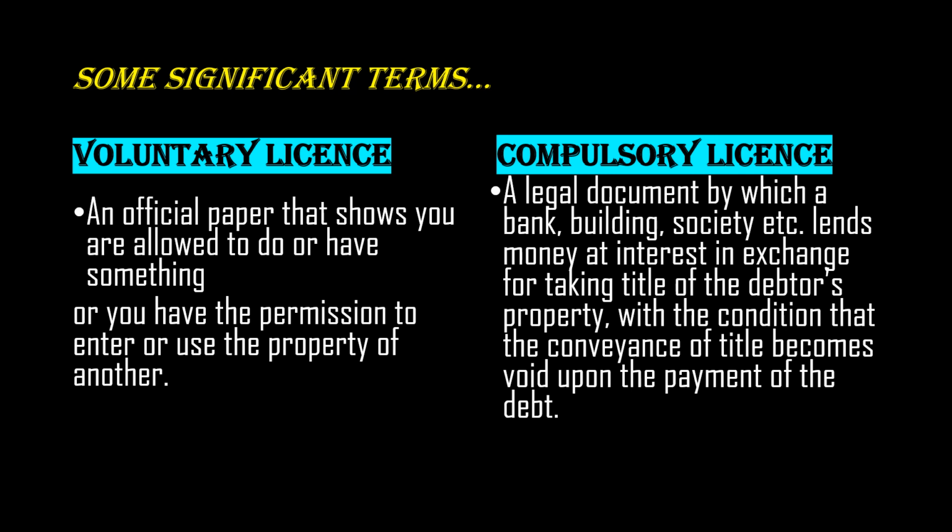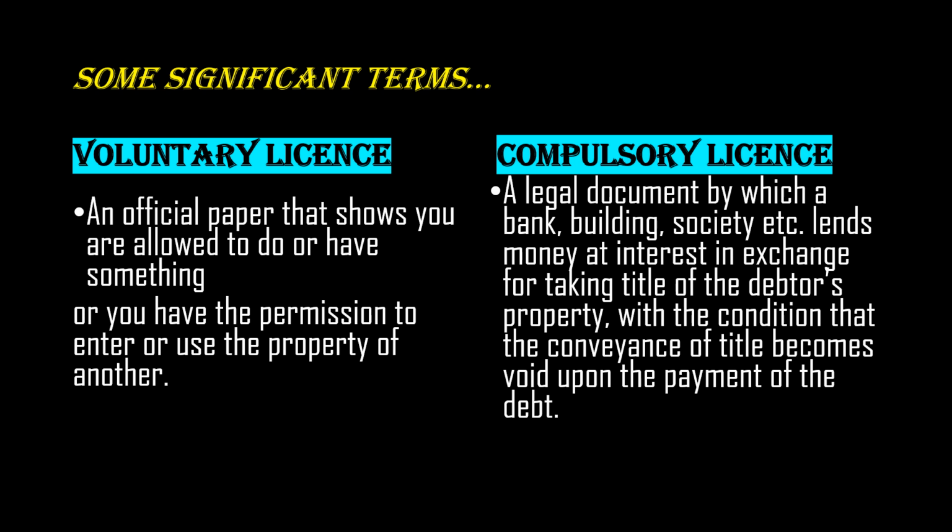So we have heard about the terms like voluntary license, compulsory license. Okay. So let me just compare between the two. Okay, so what is voluntary license? Voluntary license is an official paper that shows you are allowed to do or have something, or you have the permission to enter or use the property of another. Right? This is simple. That means license, in normal terms, whenever you utter the term license, it is voluntary license.